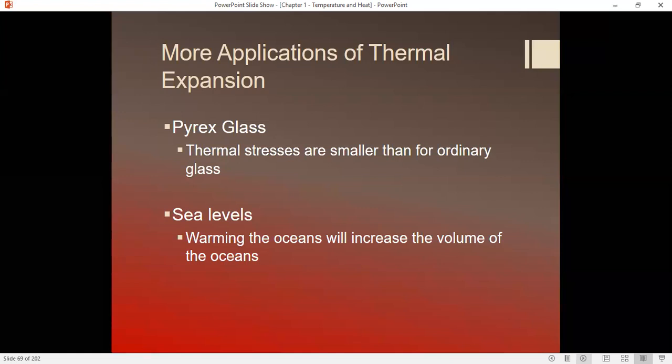Yeah, as I said before, more applications of thermal expansion. Pyrex glass is a low expansion glass. So thermal stresses are smaller than for ordinary glass. Again, you don't want to try this experiment at home, but you wouldn't want to boil water in a normal glass in your microwave. Not only is that not a great idea, because the glass gets hot with a hot liquid in it, conducts the heat very, very well. You're going to produce thermal stresses that will probably shatter the glass. Pyrex, however, doesn't have that.